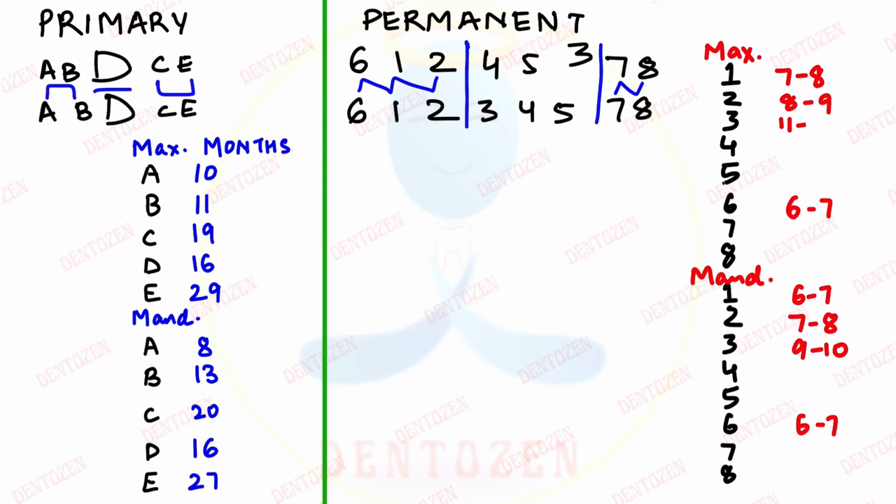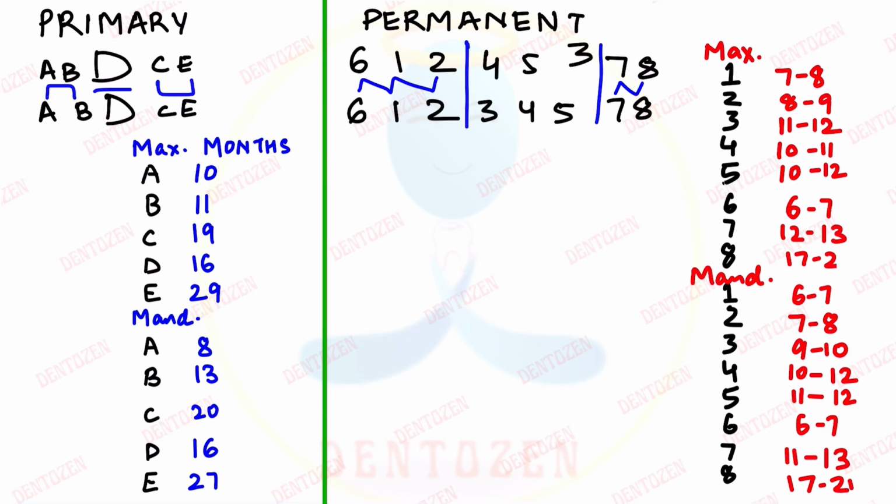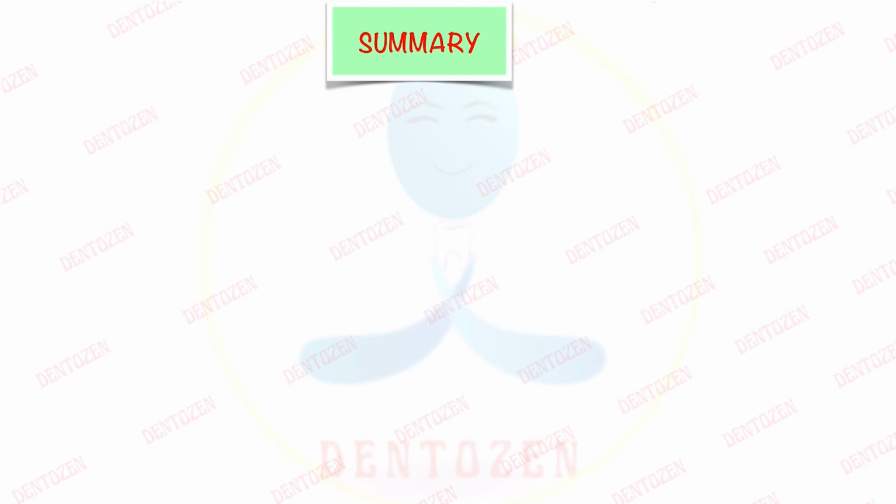Then mandibular canine comes first, 9 to 10, and maxillary 11 to 12. Then 10 10 for maxillary premolars and 12 12 for mandibular premolars. Then second molars 13 13, 11 13 for mandibular and 12 13 for maxillary. And the third molars, they come in the last, that is when you're doing your BDS, that is 17 to 21 years.